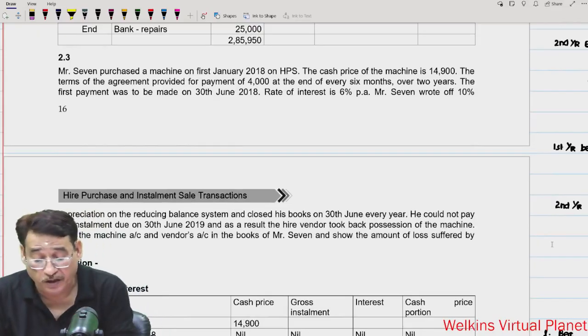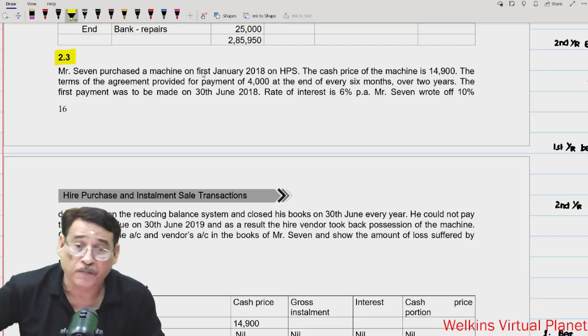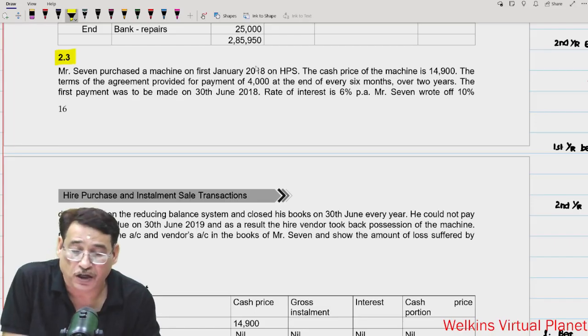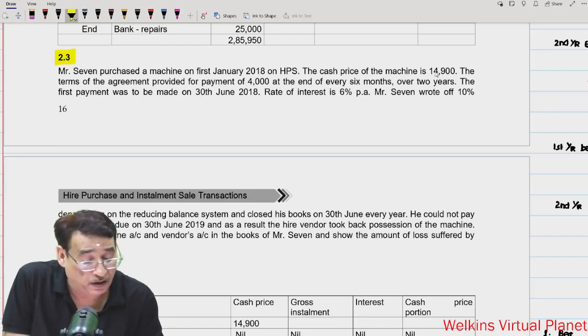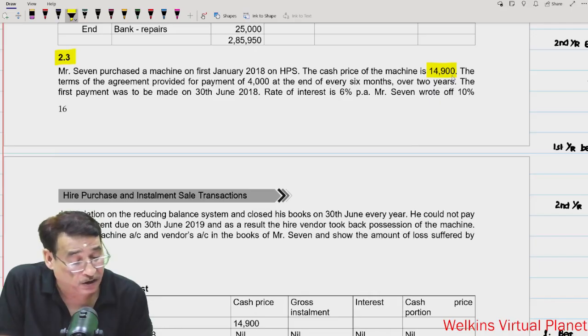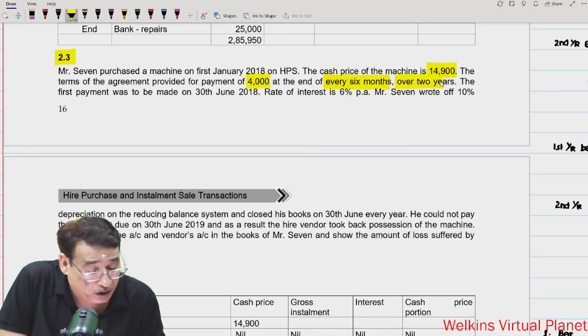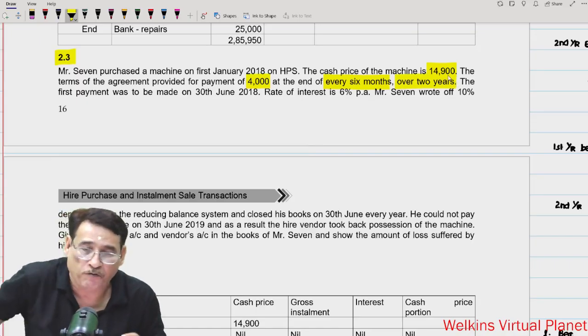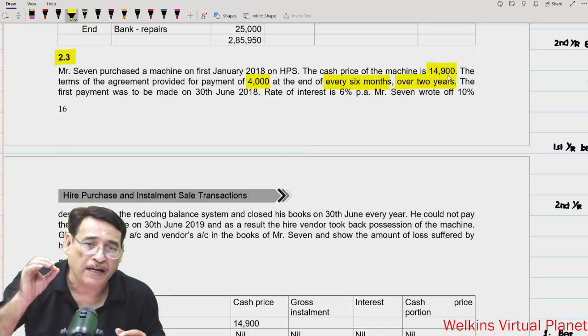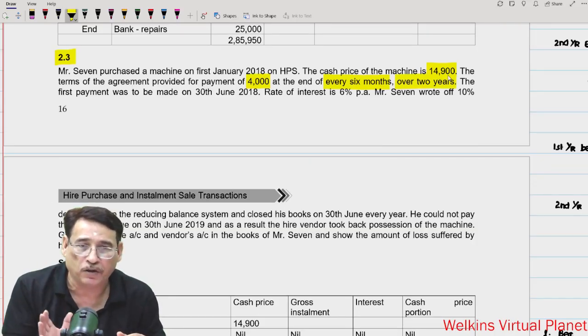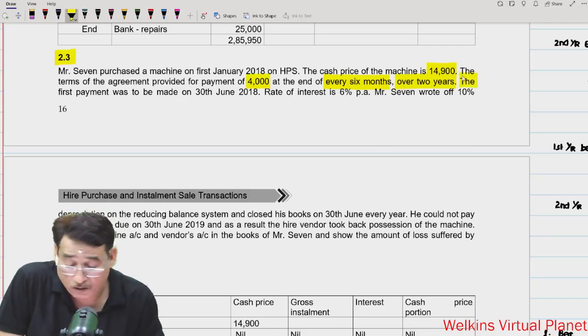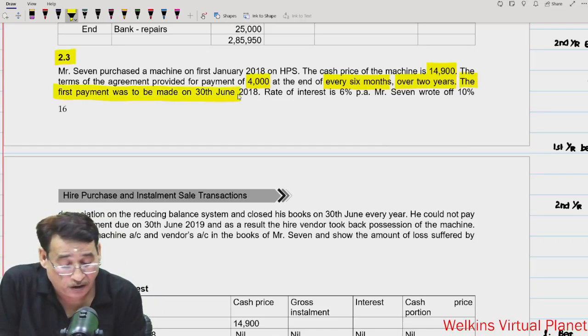Now as far as 2.3 is concerned, let's see what is given in this particular question. Mr. 7 purchased a machine on hire purchase system on 1st of January 2018. Correct? The cash price is actually 14,900. The terms of the agreement provided a payment of 4,000 at the end of every 6 months over 2 years. The first payment was to be made on 30th of June 2018.